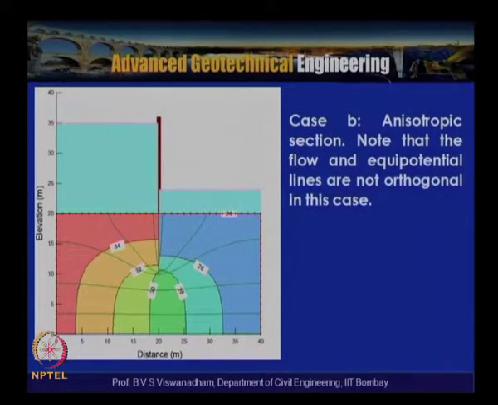Now case B is a case with an anisotropic section, and here the program has automatically taken this condition. You can see that because of the anisotropic nature, even after having a transformed section, the flow lines and equipotential lines are not orthogonal to each other.